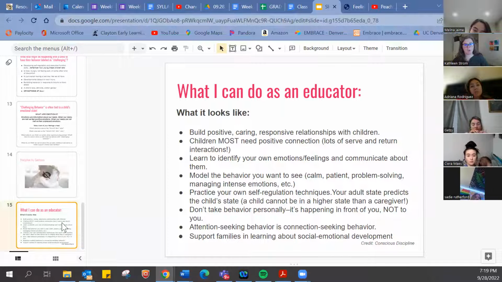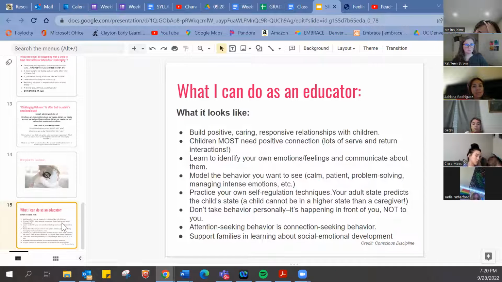Learning to identify your own emotions, feelings, and triggers, right? So when it's nap time and somebody's screaming and I'm trying to get 15 other children to sleep, I know that that's a trigger for me. How am I going to handle my emotions in that moment, right? Practicing your own self-regulation techniques.